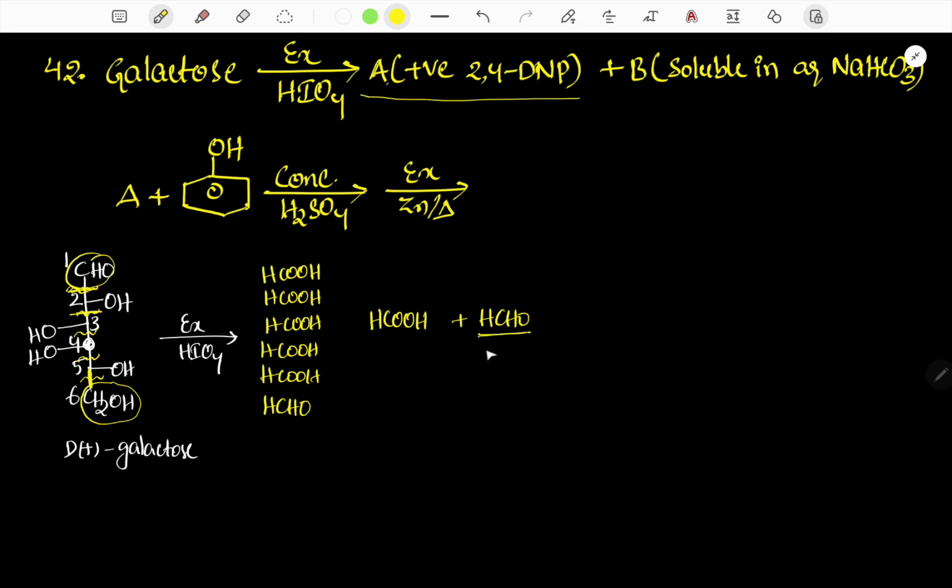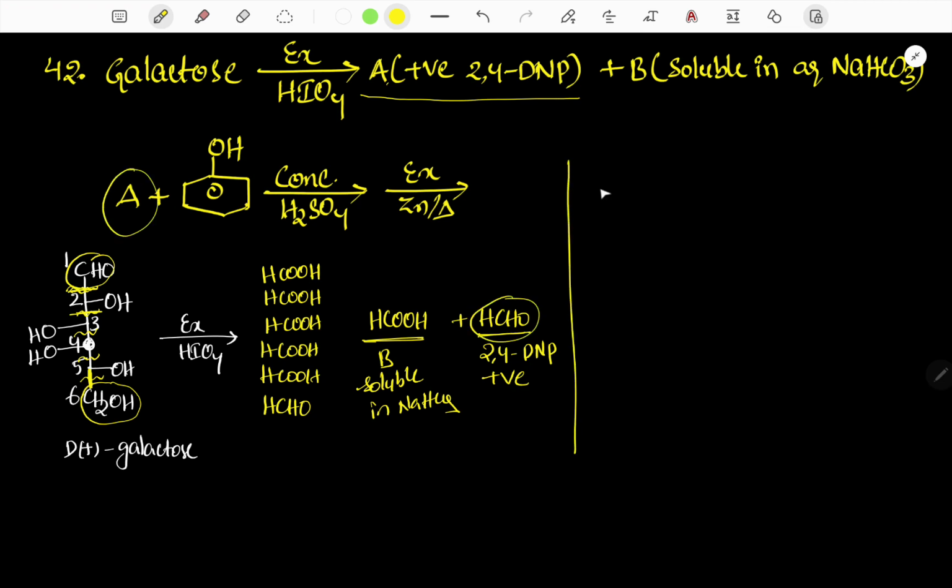We got mainly two compounds, and 2,4-DNP is A. So aldehydes and ketones respond positively to the 2,4-DNP test. Now the product B is soluble in sodium bicarbonate, because carboxylic acids are soluble in sodium bicarbonate. Now A, formaldehyde, is treated with phenol in the presence of H2SO4.